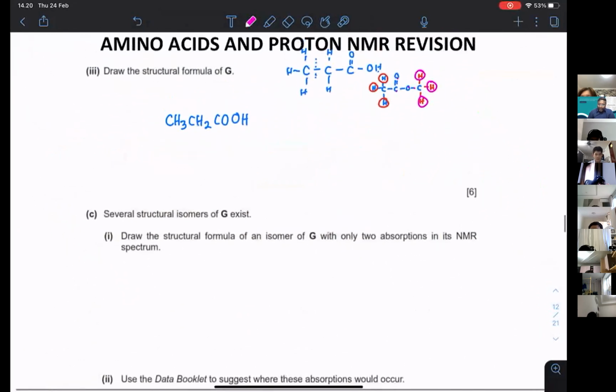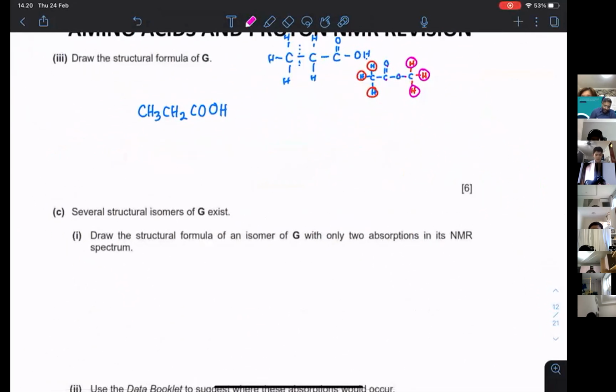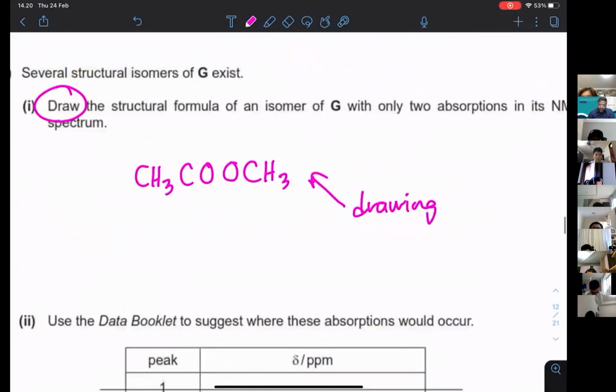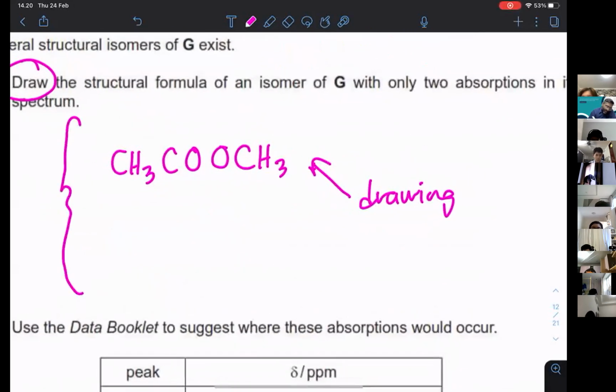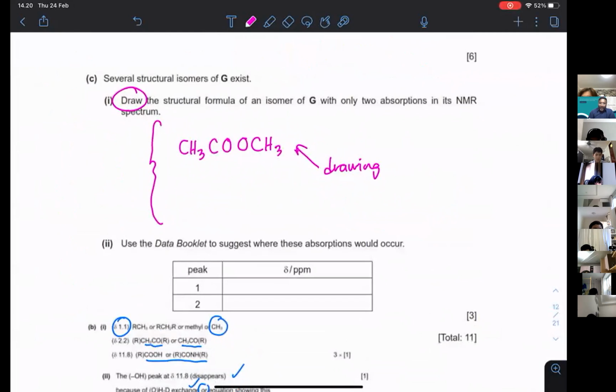What they want is to draw the structural formula. So it's supposed to be CH3COOCH3. Sometimes they like to confuse with the term draw. This is the drawing that they want. Some students will still get confused and put a big space over there. But if you draw something else, forget about that 1 mark. You are not going to get that 1 mark. Make sure you write accordingly.